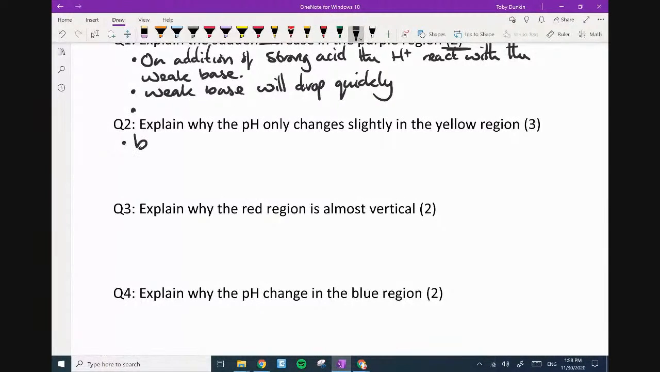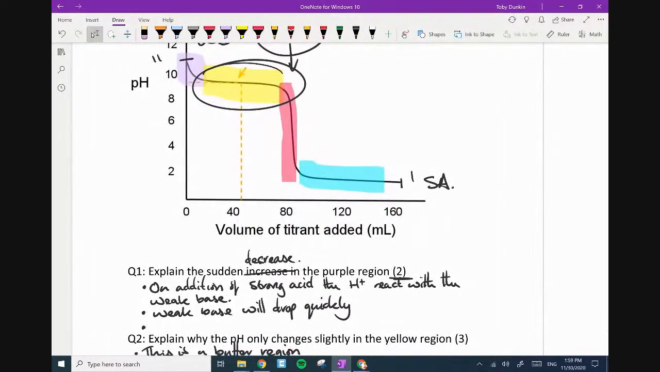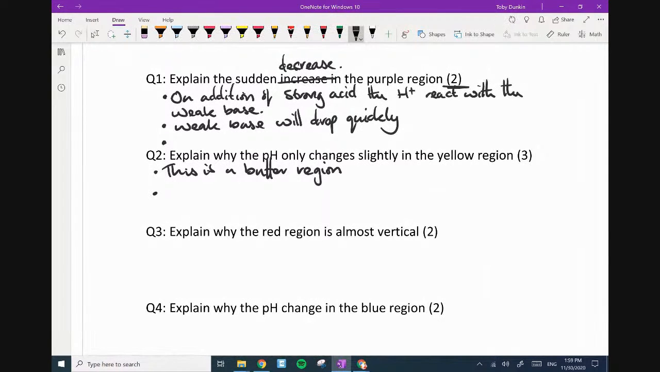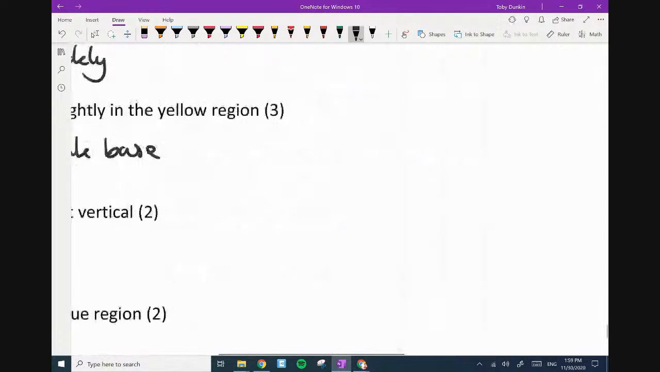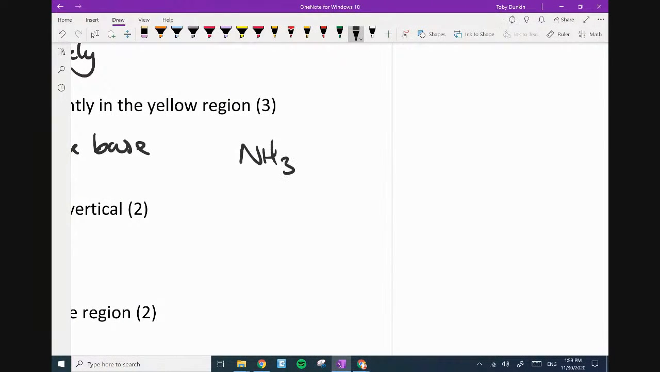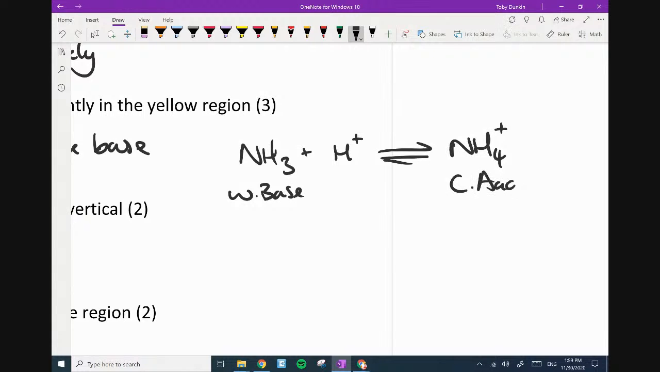Okay, so first thing we need to say is this is a buffer region. Totally reasonable. 1 mark. This is a buffer region. We're still adding strong acid, so H plus is reacting with weak base. However, and this is where it's useful to look at the equation, the ammonia is reacting with H plus to form the ammonium ion. This is the equilibrium. This is the weak base, and this is the conjugate acid.